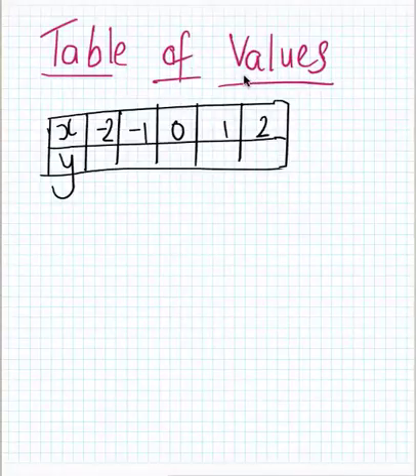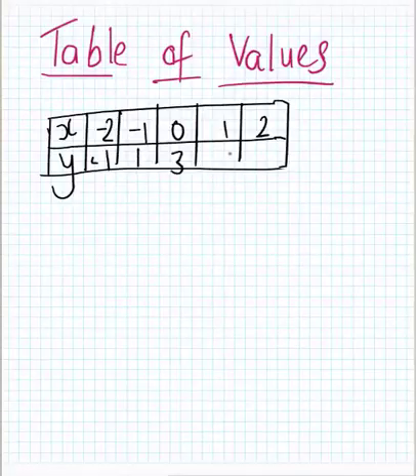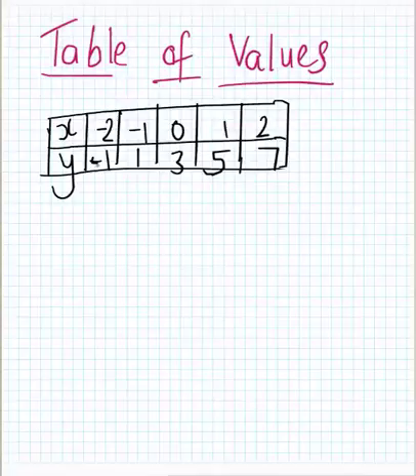Now, to understand how to use a table of values, let's put in some y values just quickly. So when x is -2, we can put in y is -1. Now, this is coming from an equation. We're going to learn how to fill in a table of values soon, but for now, let's understand how to use it. That's a -1.